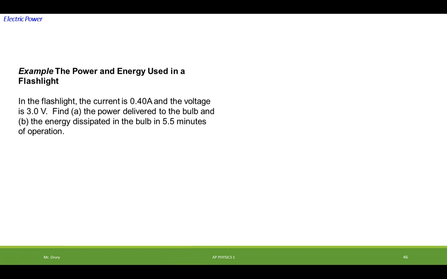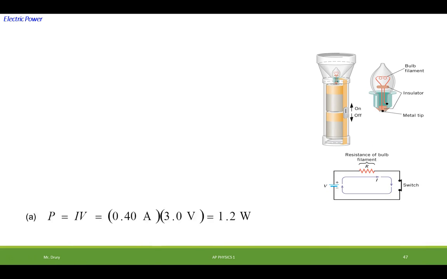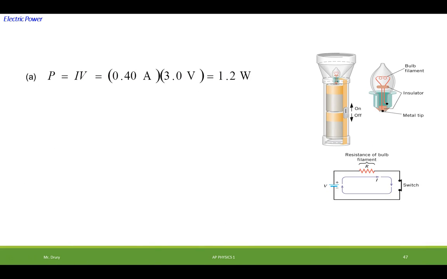Okay, so let's try an example of this. In a flashlight, the current is 0.4 amps and the voltage is 3 volts. We'd like to find the power delivered to the bulb and the energy dissipated in the bulb in 5.5 minutes. There's our little circuit, and let's try it. The power is pretty easy to figure out. Power is equal to current times voltage, or 0.4 amps times 3 volts, or 1.2 watts.